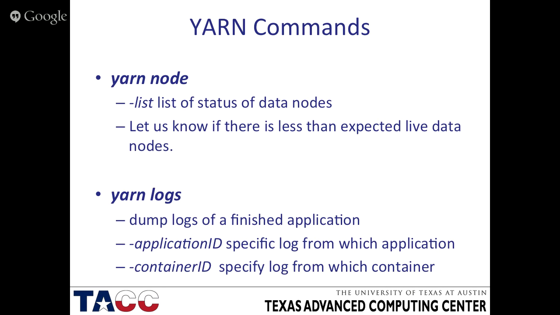Other than yarn application, another command is yarn node, which tells you some status on how many data nodes are currently running. Like if you're requesting 10 nodes but you only see 5 running, you can submit a request and let us know, so we will take a look at what's going on and try to fix it. Another command is yarn logs, which can help you gather the logs for a particular application or for particular container IDs. This is very valuable when you're debugging your code and something happens.